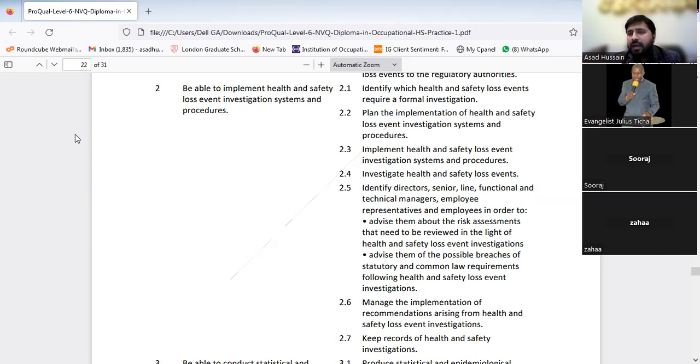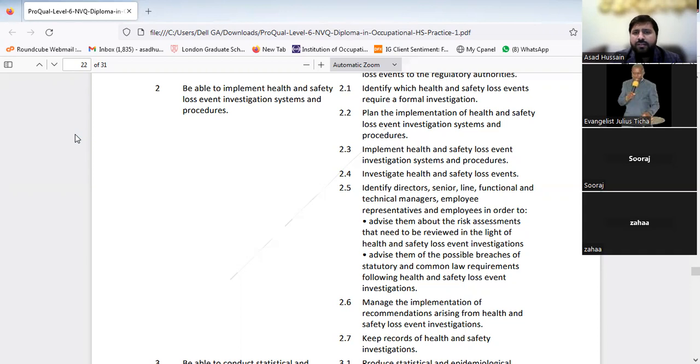Like we have minimal investigation, we have low level investigation, we have medium level investigation, we have high level investigation. So what type of levels do you have in your organization? You have to explain here. And as evidence, you can show accident reporting and investigation procedures, whatever you have performed in the past in your organization or in the recent days. So you can share with me as an evidence.